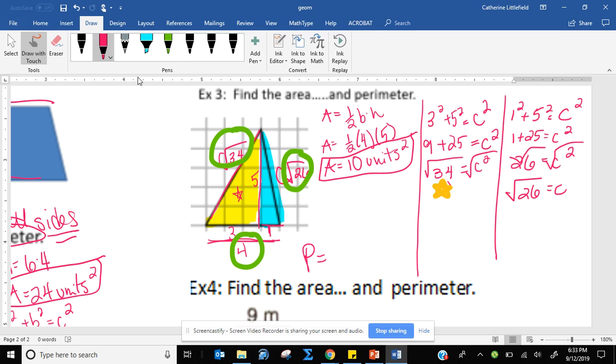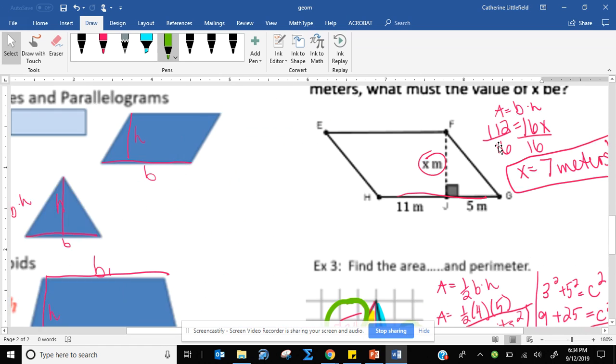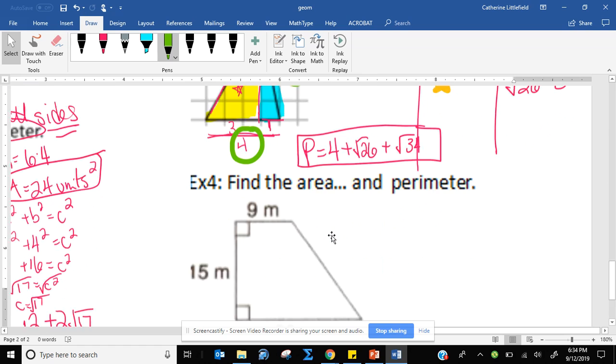We cannot combine the square root of 26 and the square root of 34 because they are not like radicals. Like on example number 1, we had the square root of 17 and the square root of 17 to make 2 square roots of 17. Well, back up over here on number 3, the square root of 34 and the square root of 26 aren't the same because they don't have the same number under the radical, so that can't work, okay?